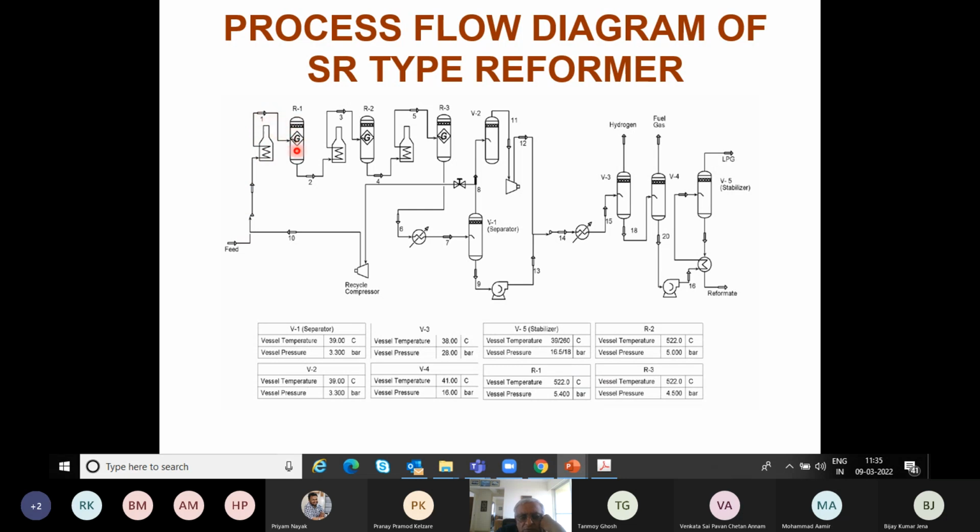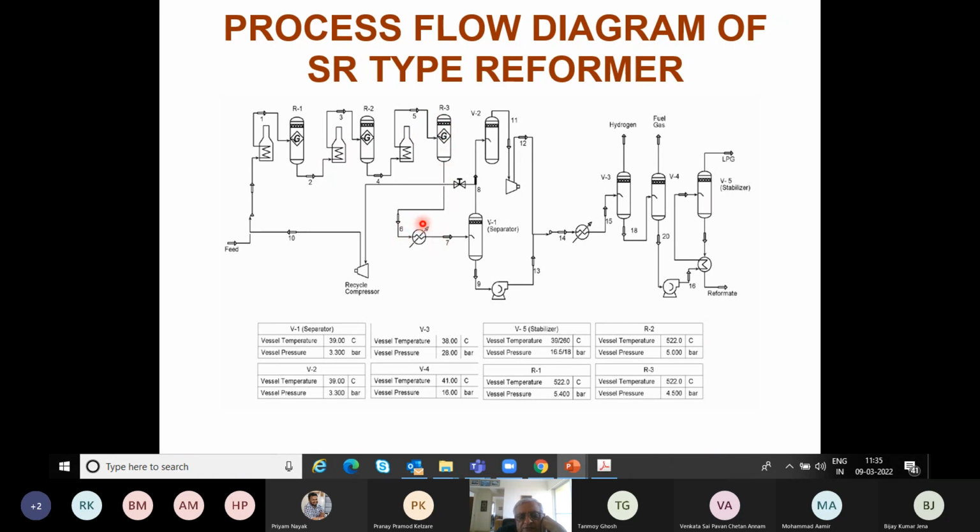This is where you actually do the first reaction in catalytic reforming, and then the interheater. We don't call this heater a heater. It is called interheater because it is between these two reactors. So it goes through these heaters and the third reactor, and finally it actually goes through the cooler.